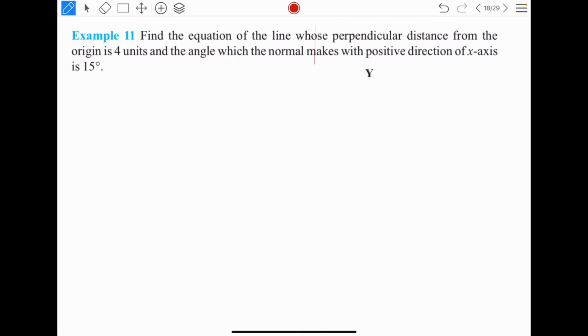Alright, question. Find the equation of line whose perpendicular distance from the origin, that means normal form, is 4 units, and the angle which its normal makes with the positive x-axis is 15 degree. Perpendicular distance, if I am talking about my p, perpendicular distance is p. My p is equal to 4 units. And what is my angle? Angle by the normal means the omega. It is equal to 15 degree.